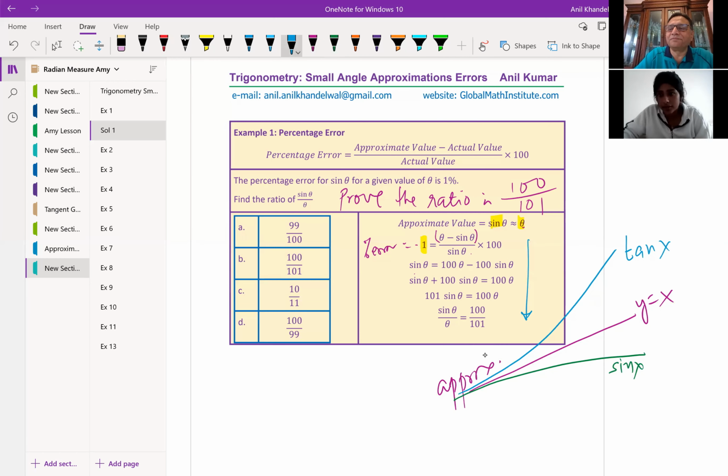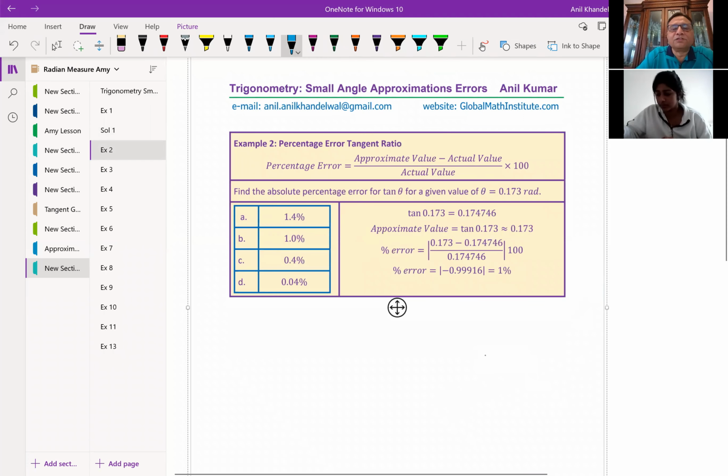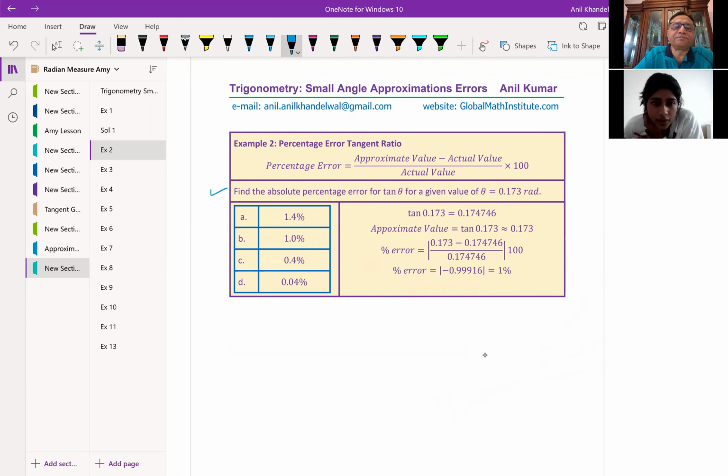Now let's look into example number 2. Here, can you please read the question and try to find the percentage error? Find the absolute percentage error for tan theta for a given value of theta which equals 0.173 radians. Correct. So just do it. Okay. So we need to do tan of 0.173.